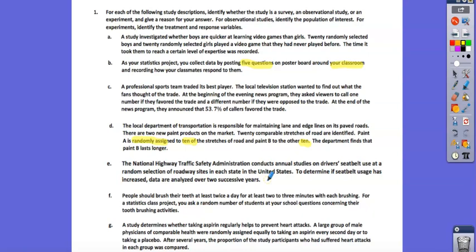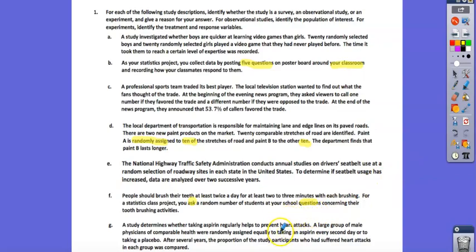It says, if you look at making sense of statistical studies, they have a big thing where you can see this actual study. People should brush their teeth at least twice a day for at least 2 to 3 minutes each brush. For a statistical class project, you ask a random number of students at your school questions concerning their toothbrushing activities. So this is a survey.